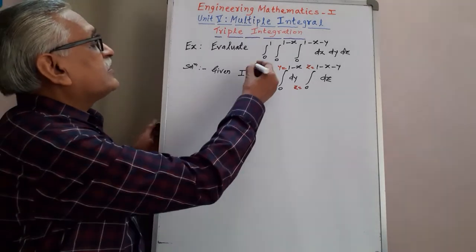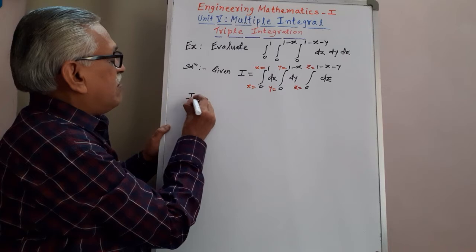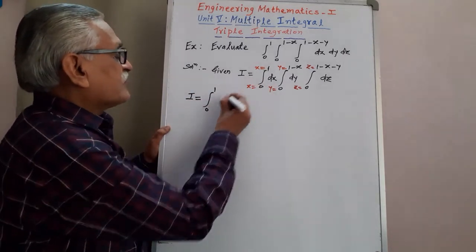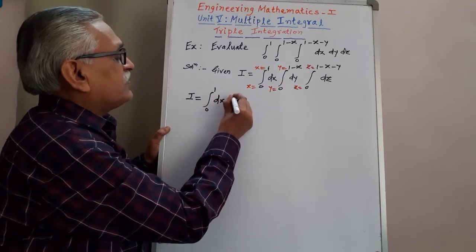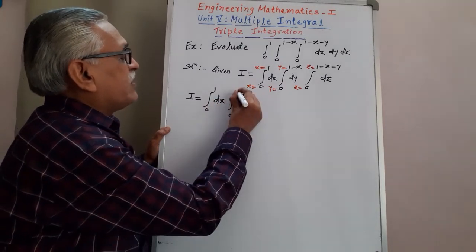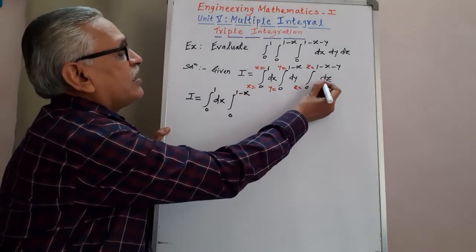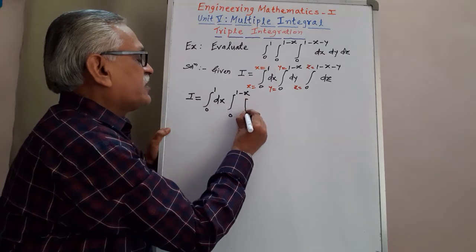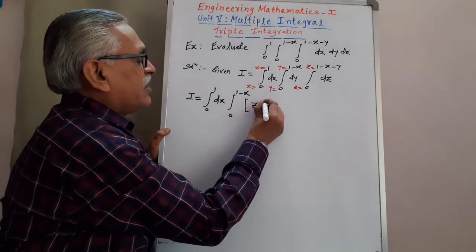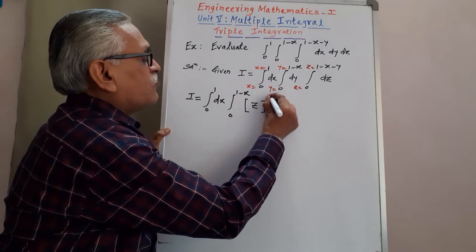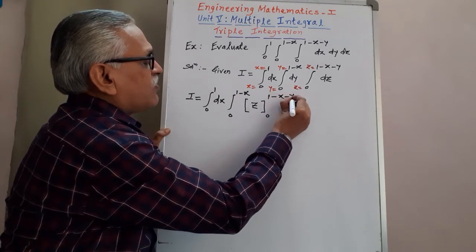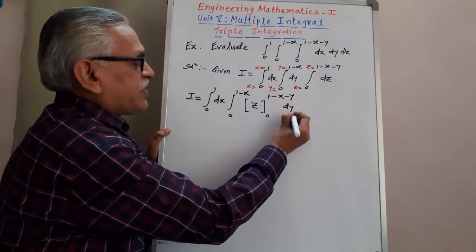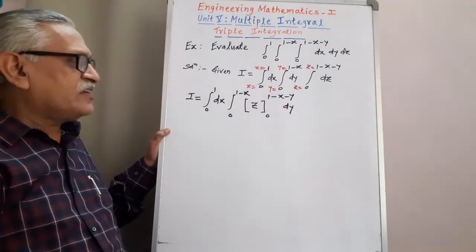integral, and therefore I is equal to integral from 0 to 1 dx as it is, no change, integral from 0 to 1 minus x, integrating this, integral of dz with respect to z is z, and limits from 0 to 1 minus x minus y, and whatever that result, then we have to integrate it with respect to y. A first step. Steps are very simple.